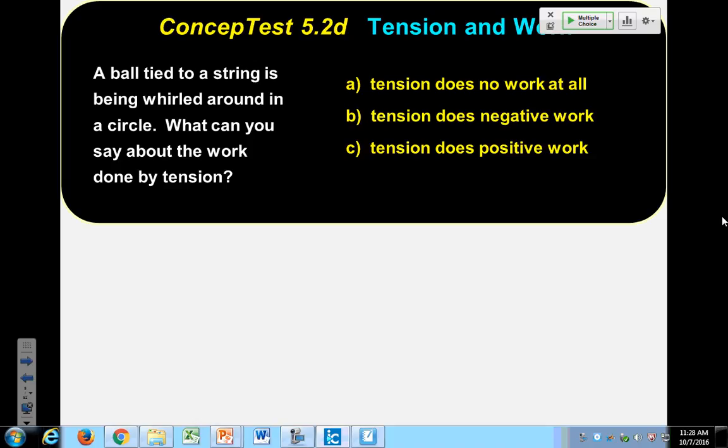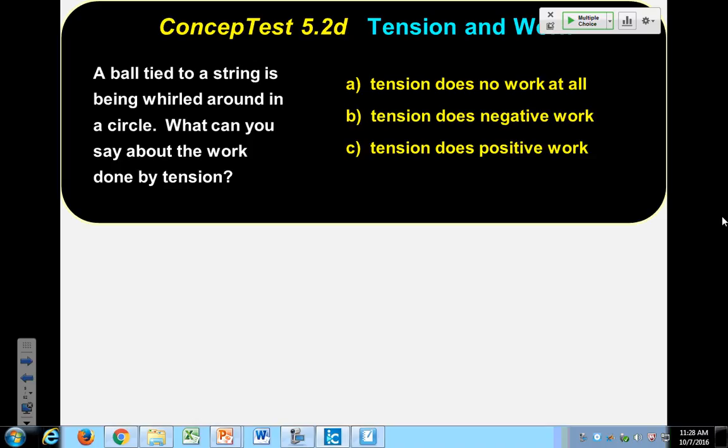So, as it moves around, we'll get to this in chapter 7 and 8, but as it moves around, the tension force is always towards my hand. It's always towards the center of the circle. But if you think about the displacement, as this thing moves around in a circle above my head, the displacement is always tangent to the circle.